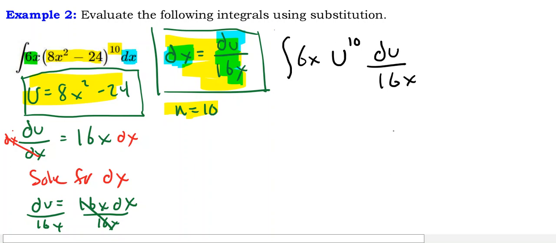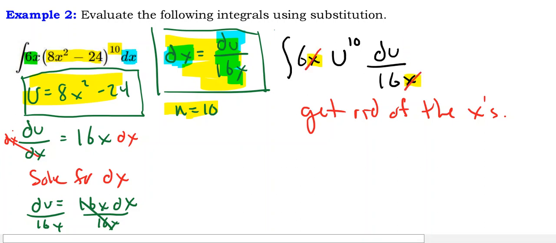Now our objective here is to get rid of all of the x's. Get rid of the x's. So I need to get rid of this and this. Well, guess what? They cancel out. This is in the numerator, that's in the denominator. So boom, they go away.